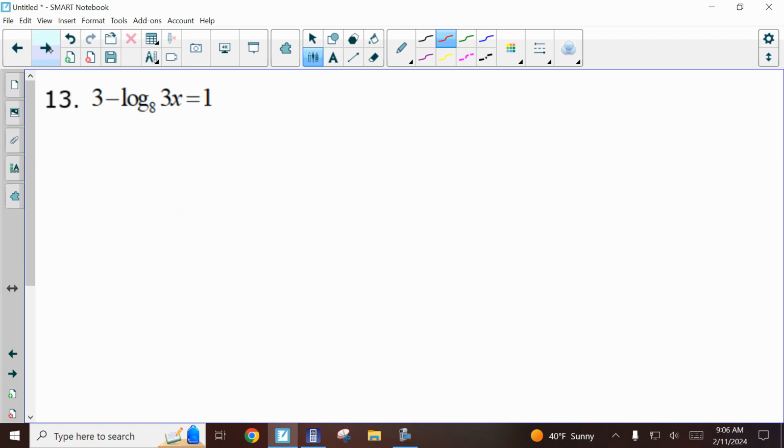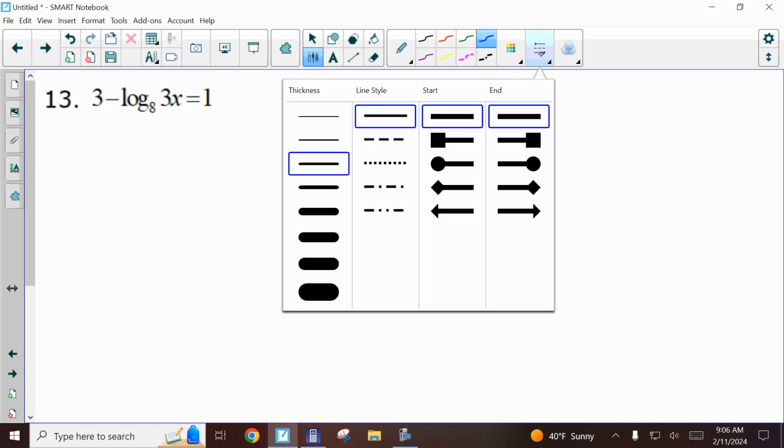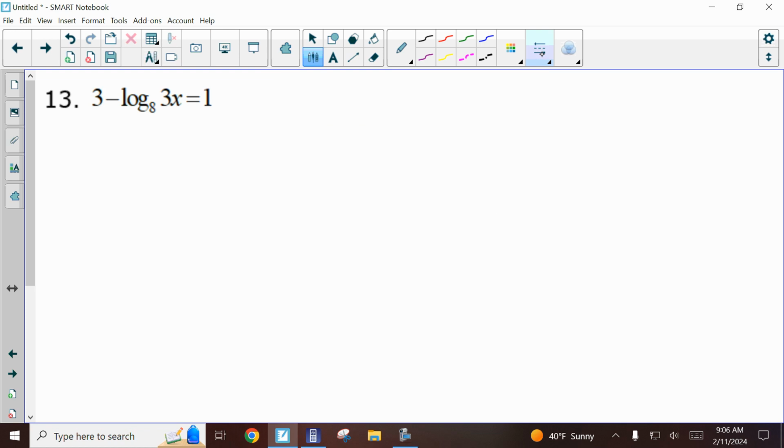Okay, now there's only one log. Anytime there's only one log, we have to try to get the log all by itself. So the log part is just this stuff right here. So that's my log. So the first thing I need to do is get rid of the 3. Get rid of that 3 by subtracting it. So I have negative log base 8 of 3x equals -2.